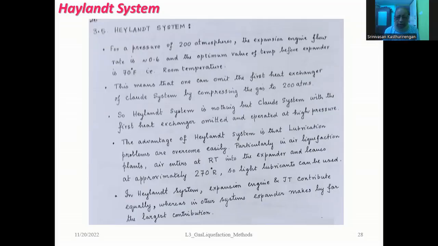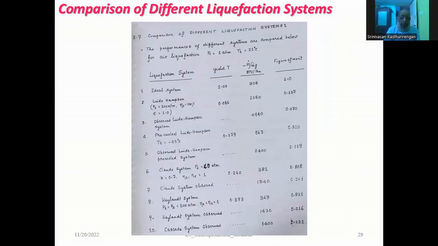The advantage with the Haaland system is lubrication problems are overcome because you are essentially operating all this at near room temperature. So the air enters the expander at room temperature, and leaves approximately at about 270 Rankine. And so light lubricants are only needed. Now, in the Haaland system, expansion engine and Joule Thomson approximately contribute equally, whereas in other systems, the expander makes by far the largest contribution, right? Okay.